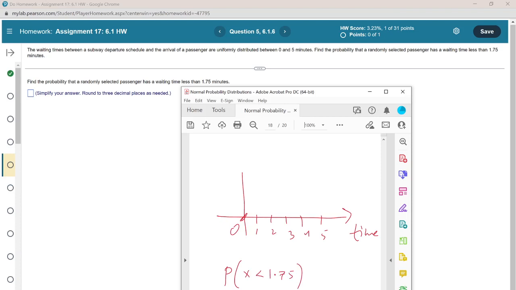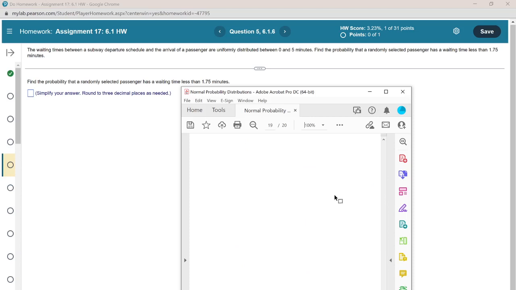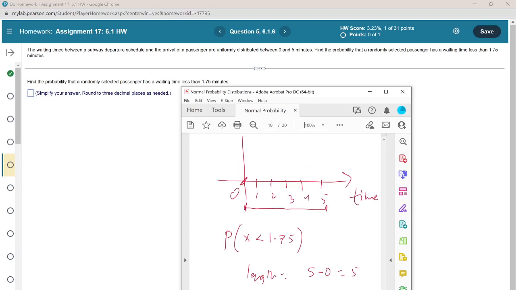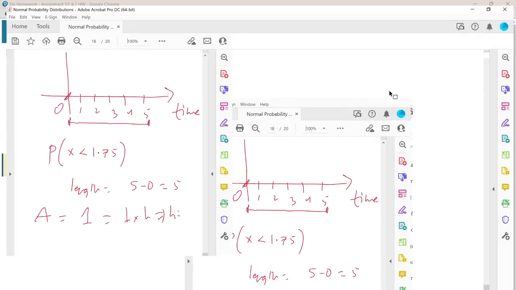So remember, for any distribution we're using here, for the density curve, the total area has to be 1. If you try to draw a uniform distribution, or any distribution, the area under the curve has to be 1. In the case of uniform distribution, it has to be rectangular. So we know that the length of this rectangle is going from 0 to 5. Length is final point minus initial point, which is 5. So what should be the height of this rectangle to have area 1? The area of that rectangle is 1. Area means length times height. So length is 5, then what is the height? Height is 1 over 5, right?